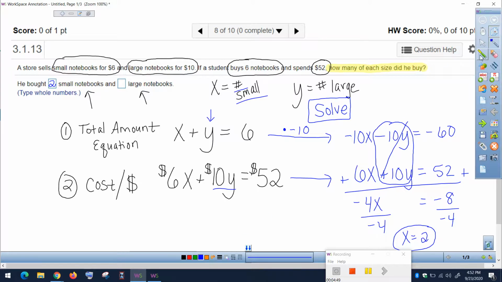Now on this one, it's really easy to figure out why, because we know that the total number of notebooks has to equal 6. And so if x is 2 notebooks, I can think, okay, 2 plus what number equals 6, and that would be 4.